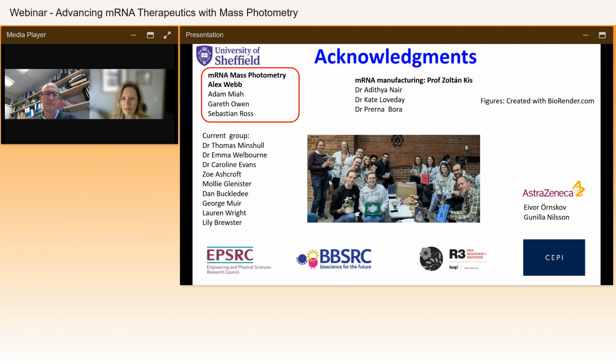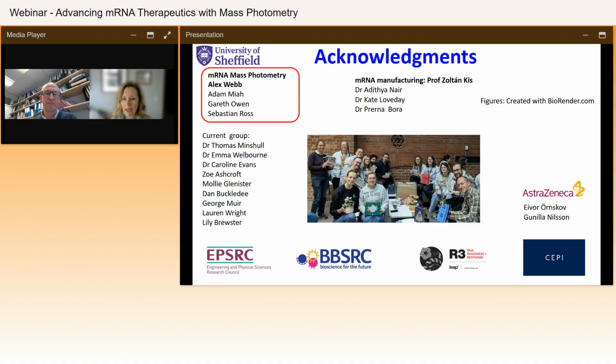And I think as part of that answer, you answered another one that's here, which is the advantages. What are the advantages of mass photometry for the analysis of mRNA multimers or aggregates? And I think you addressed that a bit in terms of the denaturing capability. Yeah, foremost, it's a native technique, and it can be operated under essentially non-denaturing conditions, allowing you to analyze and potentially quantify the multimers that are present.